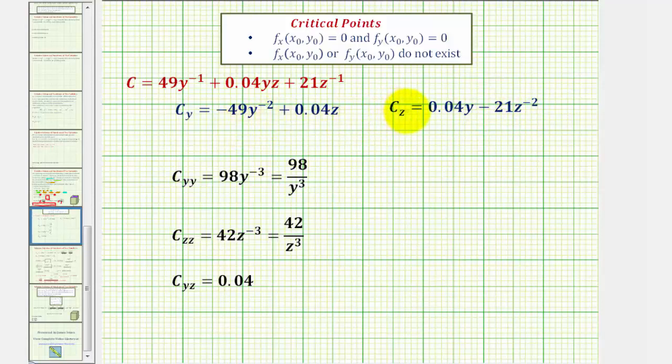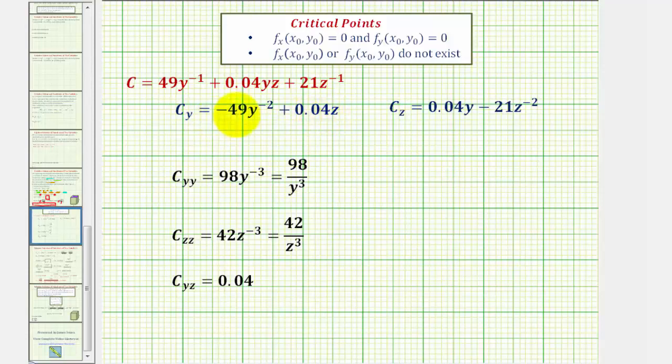And now using these first order partial derivatives, we can find these second order partial derivatives, where to find the second order partial with respect to y, we would differentiate this partial derivative with respect to y again, giving us this. The second partial with respect to z, we would differentiate this partial derivative with respect to z again, giving us this. Notice how it's given using a negative exponent and in fraction form. And then finally for the mixed partial, or the second order partial with respect to y and then z, we would differentiate this partial with respect to z, which notice how would just give us 0.04.